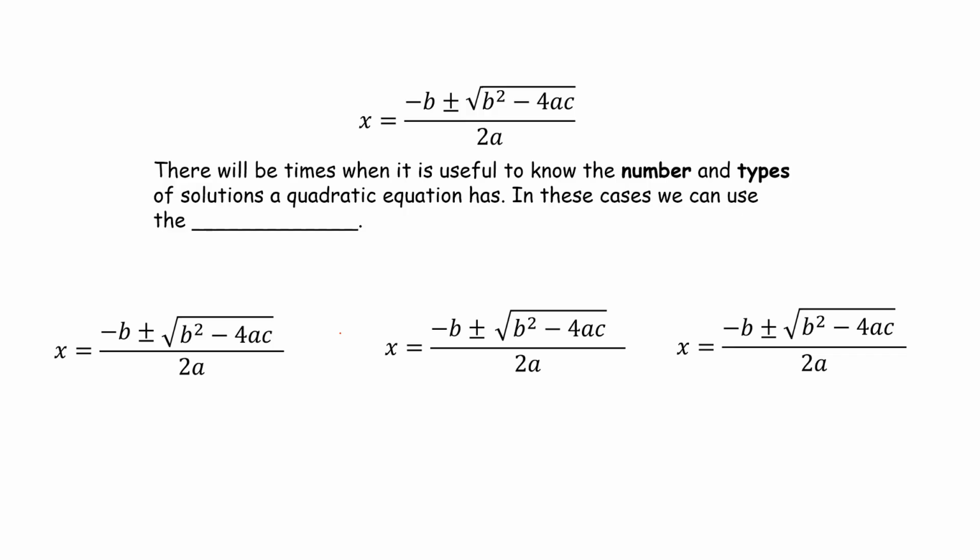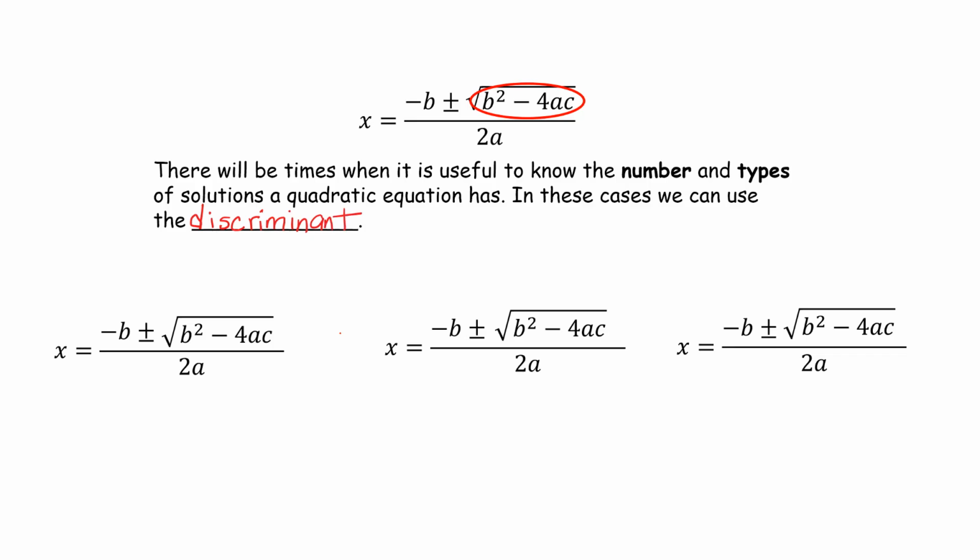There will be times when it is useful to know the number and types of solutions a quadratic equation has. In these cases, you don't really need to find the solution. You just want to know how many solutions are there and what kind are they. And to find that out, you can just use what is called the discriminant. That is the value that is under the square root sign.